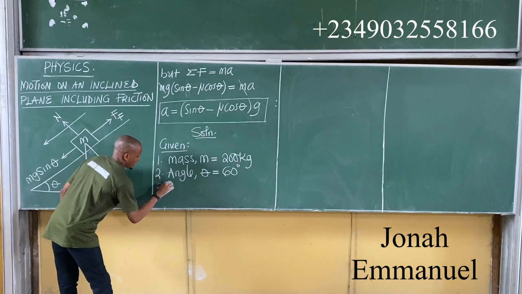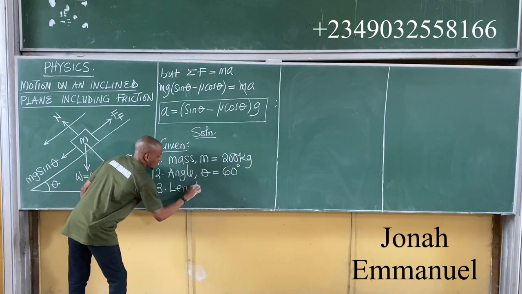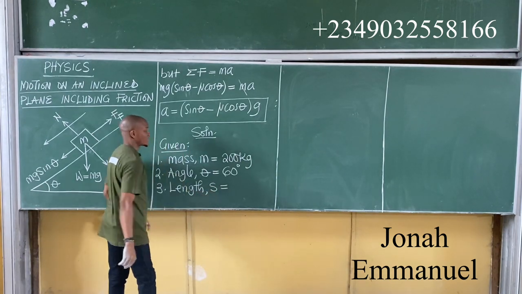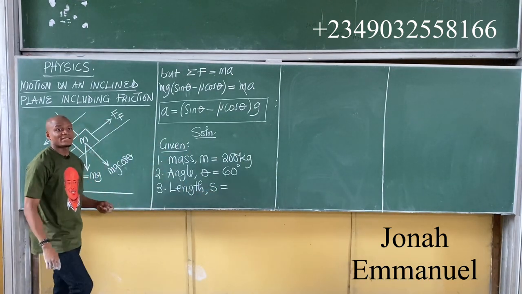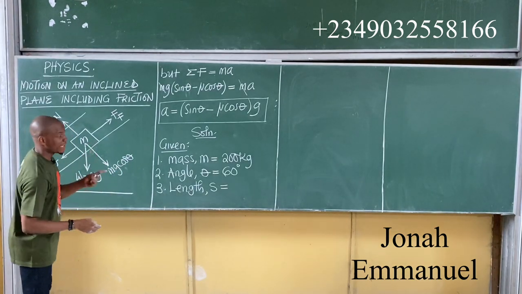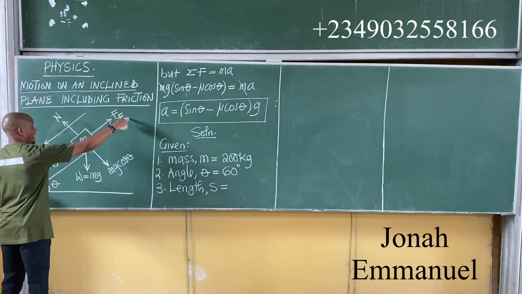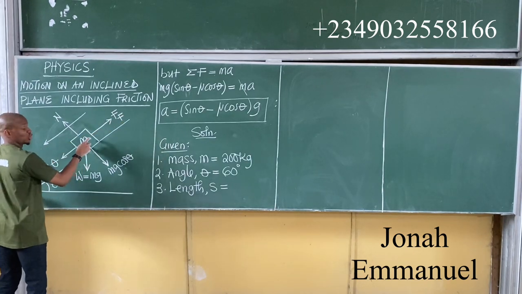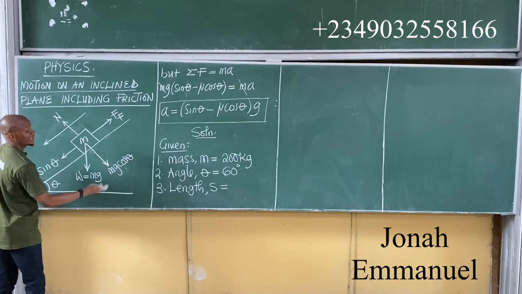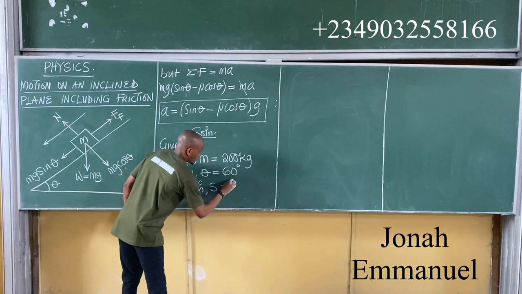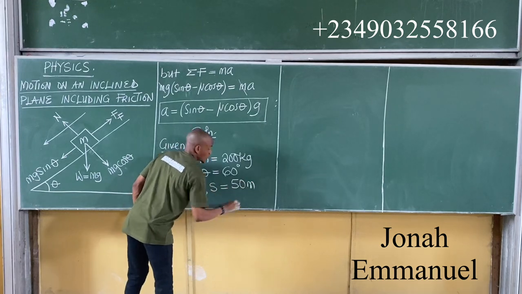Number three, I'm given length. Let's say the distance. Look up, I'm given length and I'm taking length as distance. Why? Because the length you're given there is the length of the incline from here to this point, so it becomes the distance of the motion of this body. That's why I converted length to distance: 50 meters.